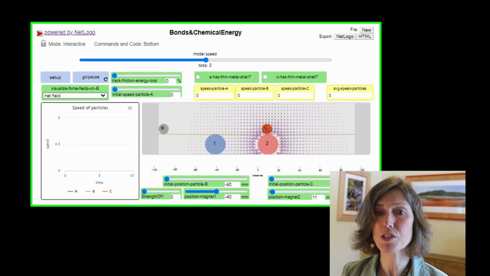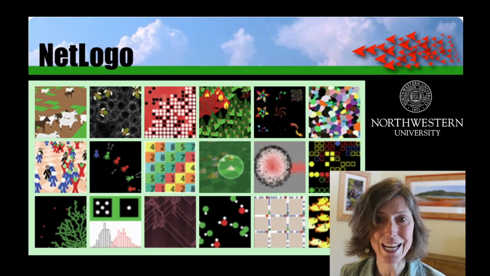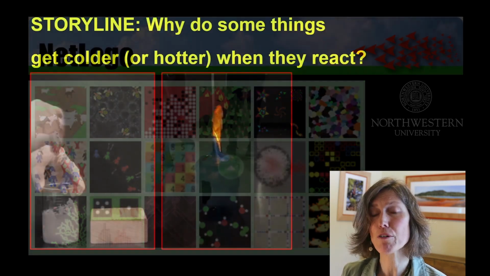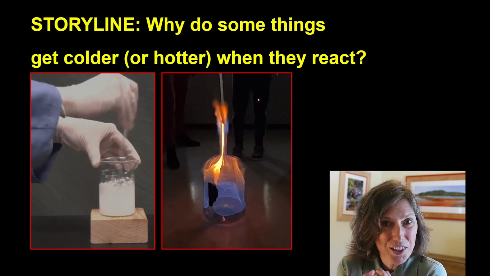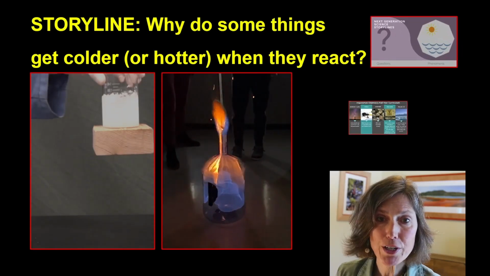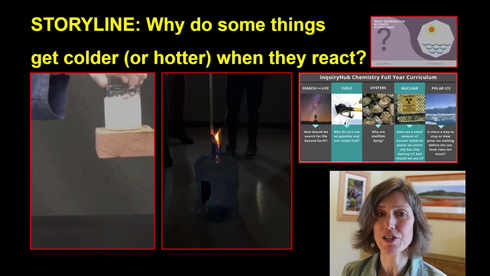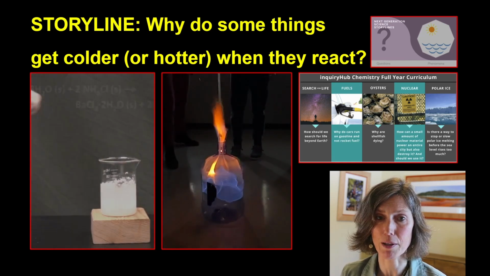This NetLogo simulation was developed at Northwestern University's Center for Connected Learning and Computer-Based Modeling. This simulation is part of the storyline lesson titled, "Why do some things get colder or hotter when they react?" I adapted this very storyline from the Next Generation Science Storylines and the Inquiry Hub chemistry curriculum.